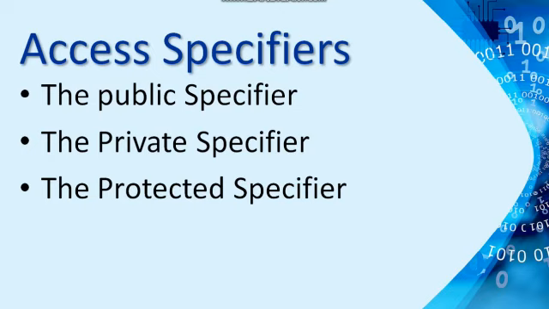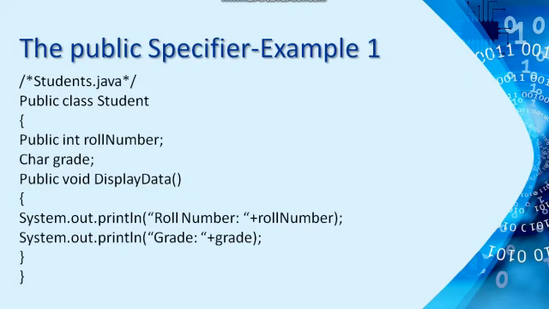The first one is the public specifier. The class members, variables and methods declared with the public access specifier can be accessed from outside the class. When no access specifier is mentioned, then by default the member variable or method of a class is public within the package. Now let us learn with an example where you create a class Student and use it in another class TestStudent.